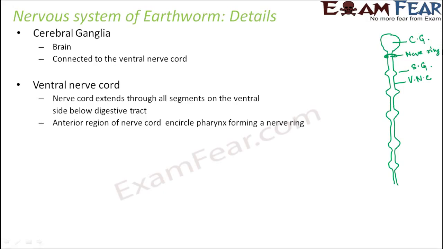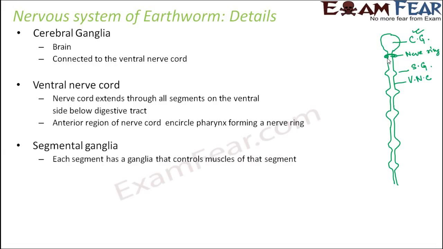Now the cerebral ganglia along with other nerves in the nerve ring integrate sensory input as well as command muscular responses of the body. So the cerebral ganglia alone is not the boss. The cerebral ganglia along with some of the nerves of the nerve ring together will command all the muscular responses of the body, depending upon the sensory inputs.